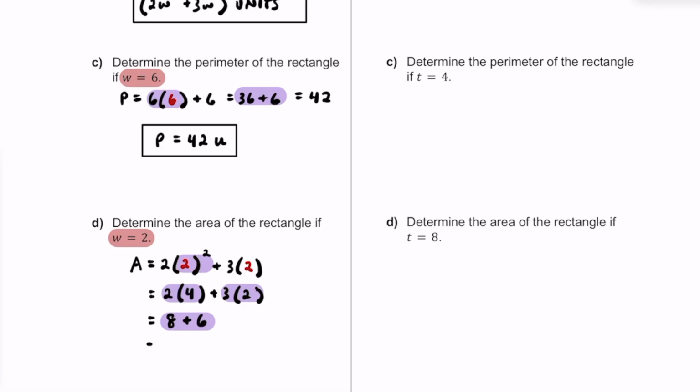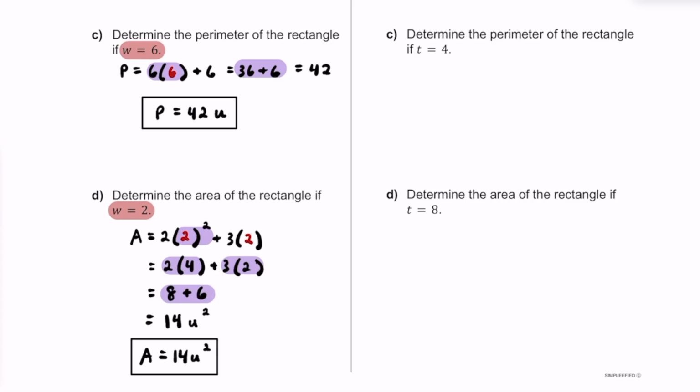So you can say if we knew that w is equal to 2, then the area of this rectangle would be 14 square units, or 14 units squared. This right here would be our solution. All right, let's try another one.